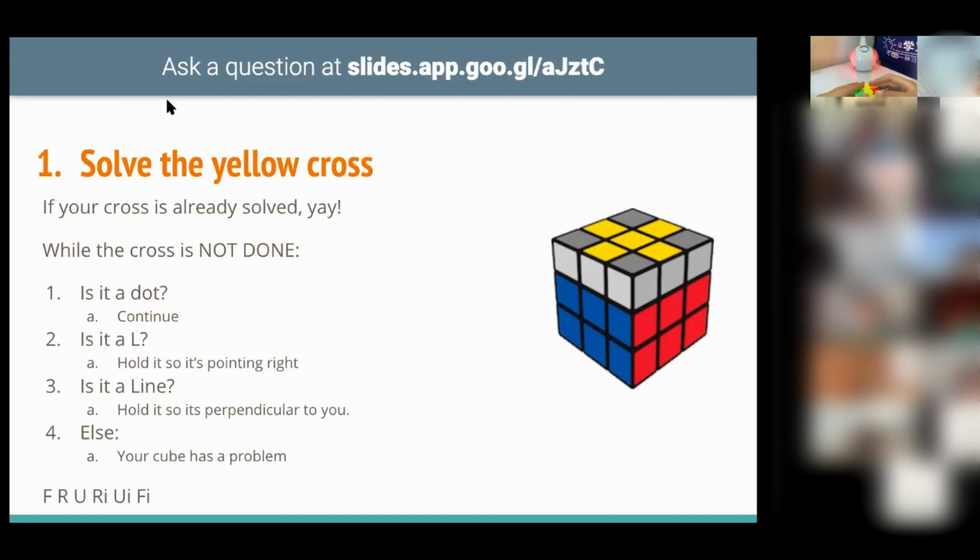And the third one is, is it a line? So like this, and your goal is to hold it, sort of rotate it with your hand, so that it's perpendicular to you. So you're looking at it, it's sort of flat like this. Of course, you perform the same algorithm. So essentially the procedure that you're following is to hold the cube in the correct position. So now after repeating that until your cross is done, you will have a beautiful yellow cross over here.